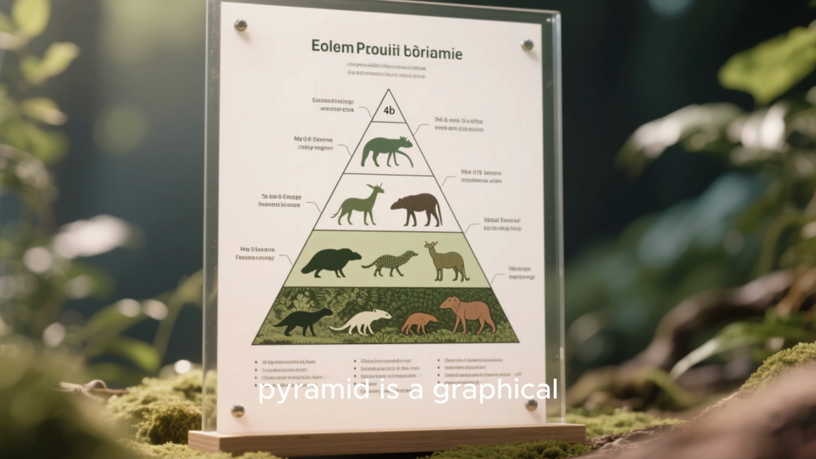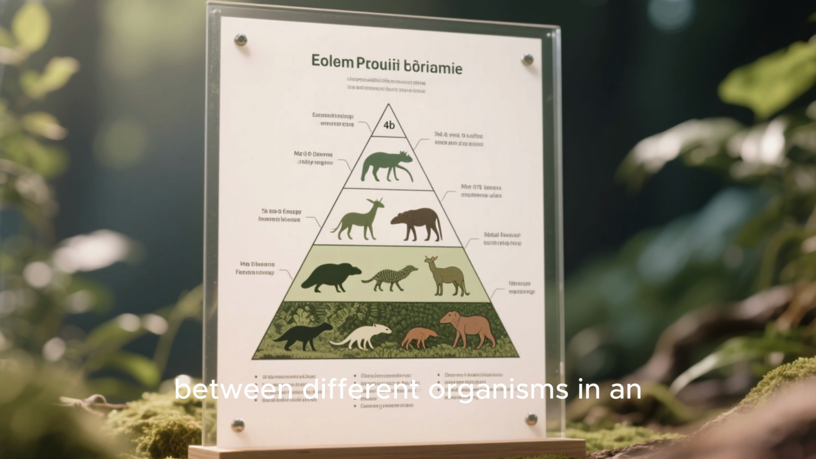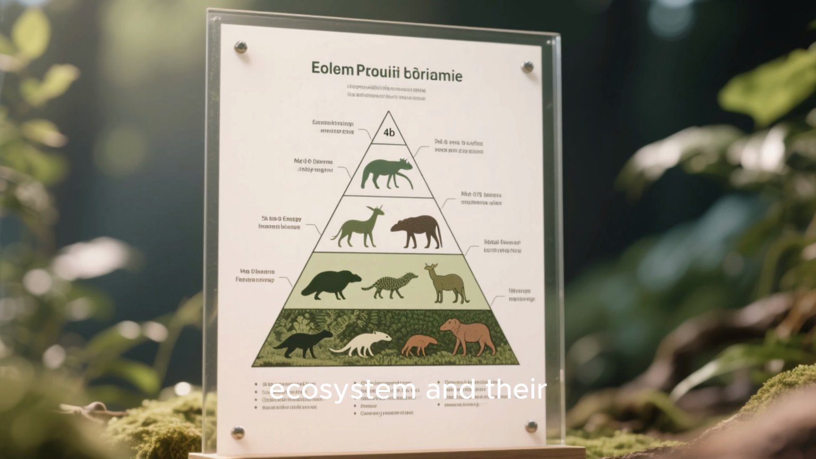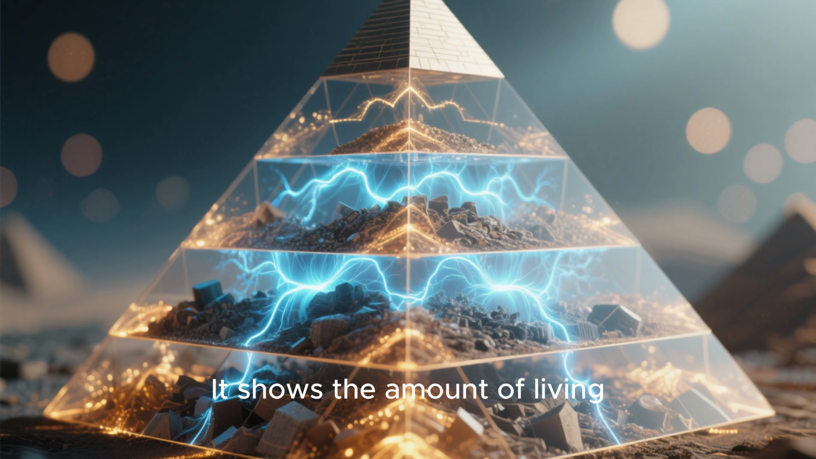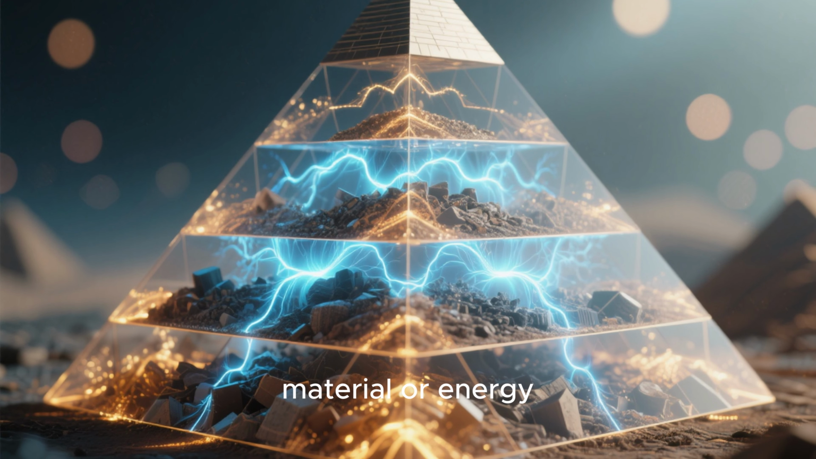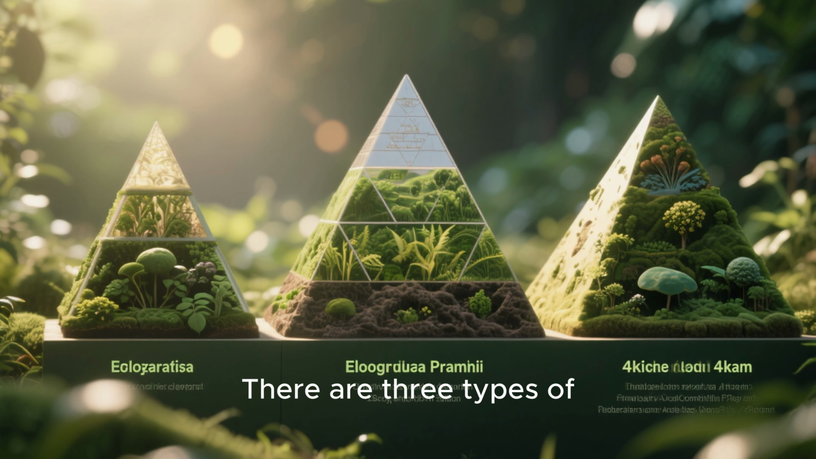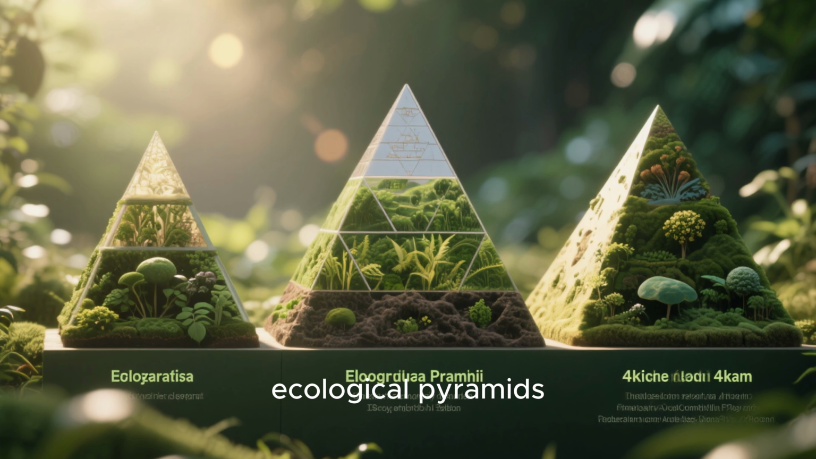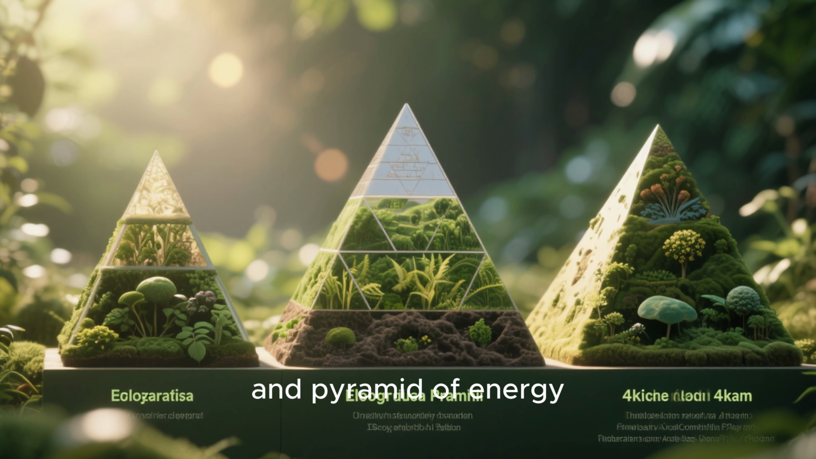An ecological pyramid is a graphical representation of the relationship between different organisms in an ecosystem and their biomass or energy content. It shows the amount of living material or energy available at each level of a food chain. There are three types of ecological pyramids: pyramid of numbers, pyramid of biomass, and pyramid of energy.